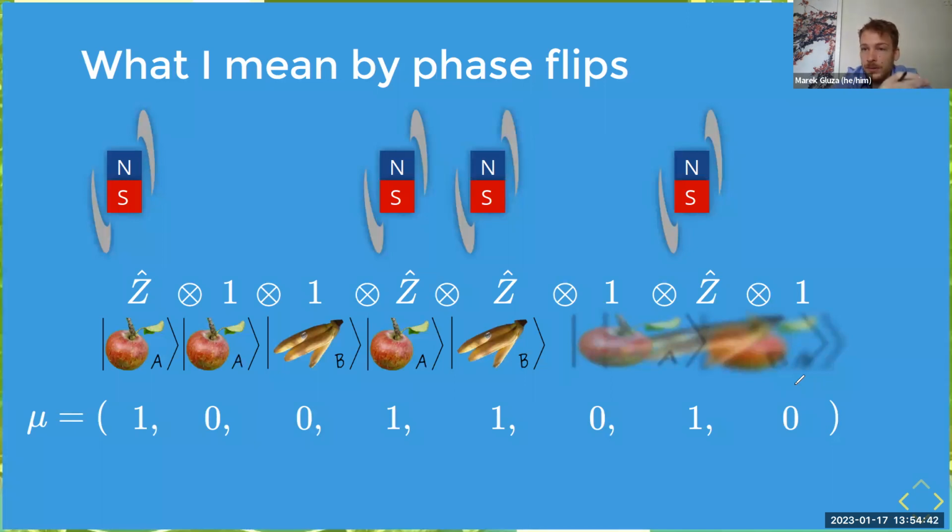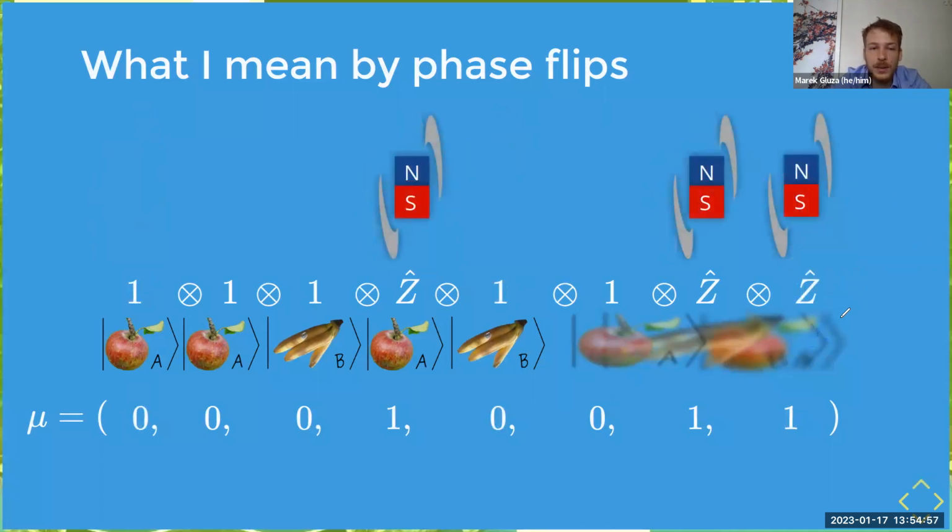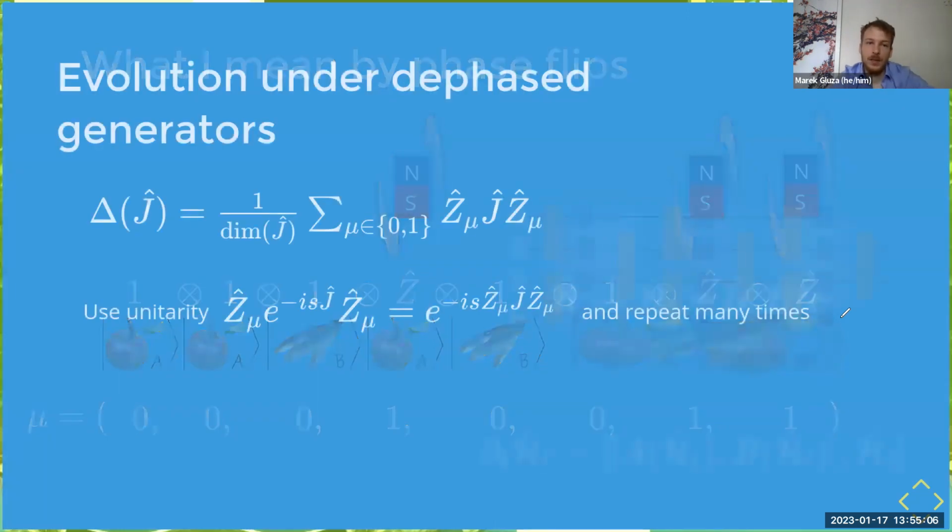So what happens if you do this? You can do this in many different ways, but what it will start doing is to dephase your state here and project everything towards the diagonal here. Okay, so in the formula, we have to do it in all possible different ways of choosing where the magnets go and applying them. Okay, so that's the formula in short.